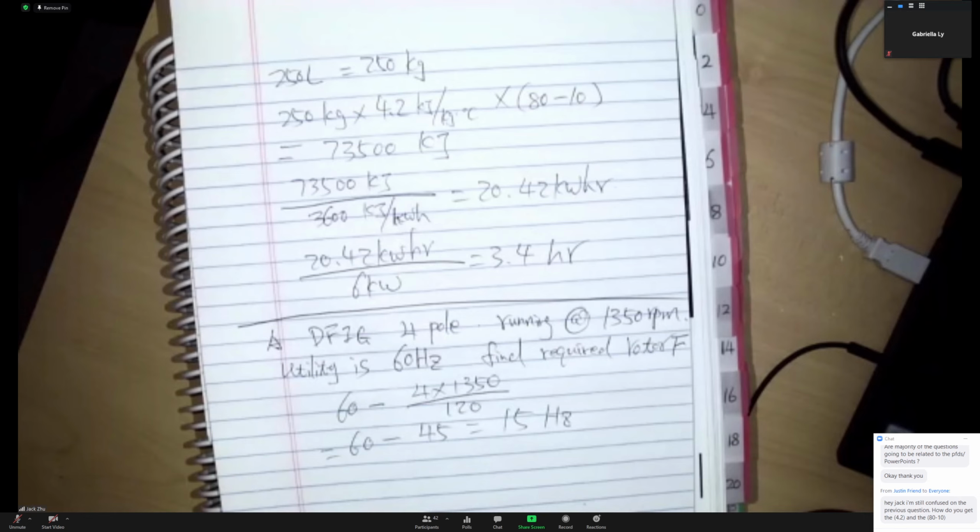The 4.2 we're always giving to you. That's the specific heat capacity. And 80 subtract 10, that's the difference between temperatures. Yeah, that's the delta T.